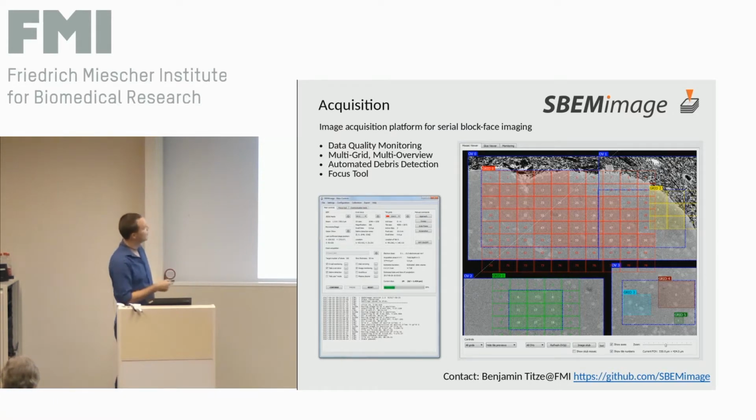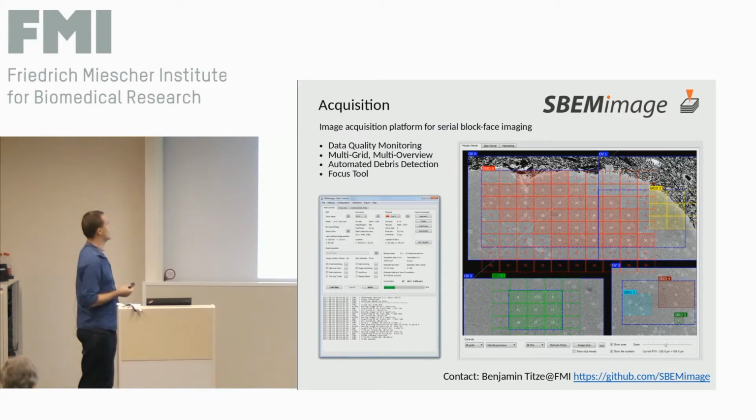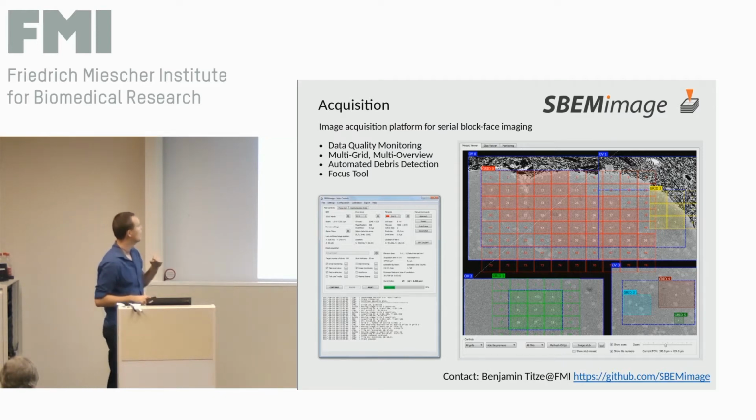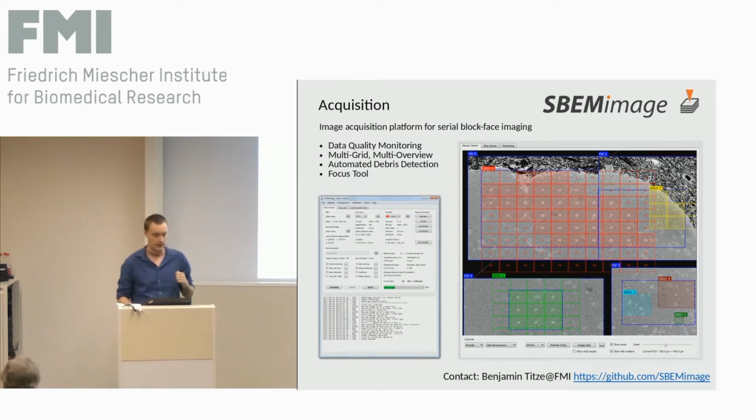So SpamImage, this is how a view looks like. It's an acquisition platform for zero block phase imaging, as I said. Not yet publicly released, but will be soon. And if anybody's interested, contact Benjamin. So essentially, what you can do is you tile your images, and you have the option to have multiple tile grids that are overlapping. Then there's quality control monitoring during the acquisition for debris detection and so on. Things that you really want to do when operating the acquisition process.